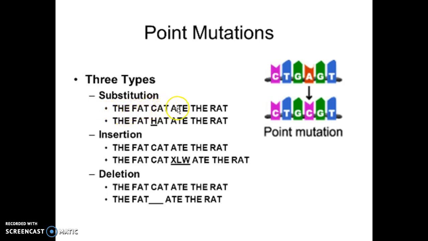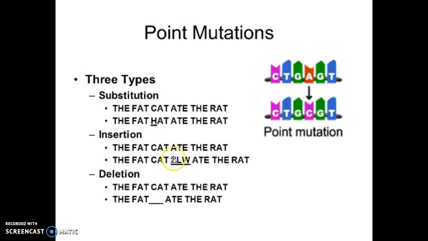So the fat cat ate the rat was the original. A substitution is taking one of those letters and substituting it for something that doesn't belong there. It does make a new sentence in this example, the fat hat ate the rat. It is a substitution error. It is a different word here, so that does have an issue, and there could be genetic diseases because of that, such as sickle cell anemia, which is the result of just one letter that's been substituted out and replaced with another nucleotide.